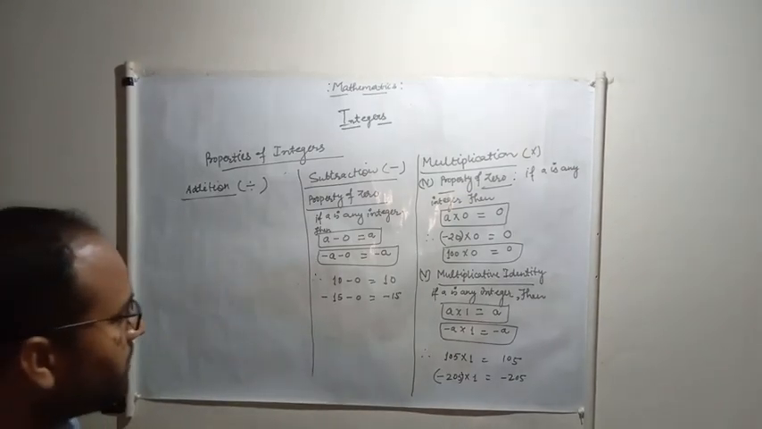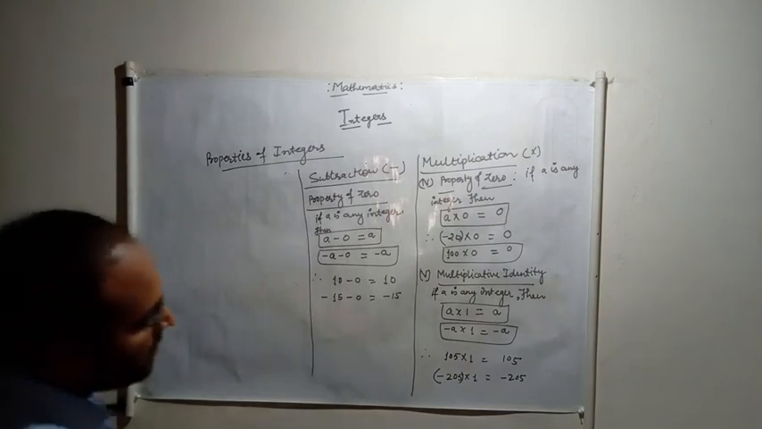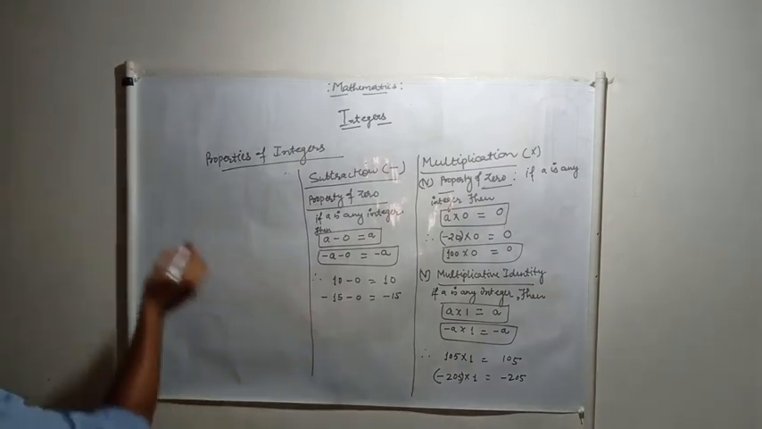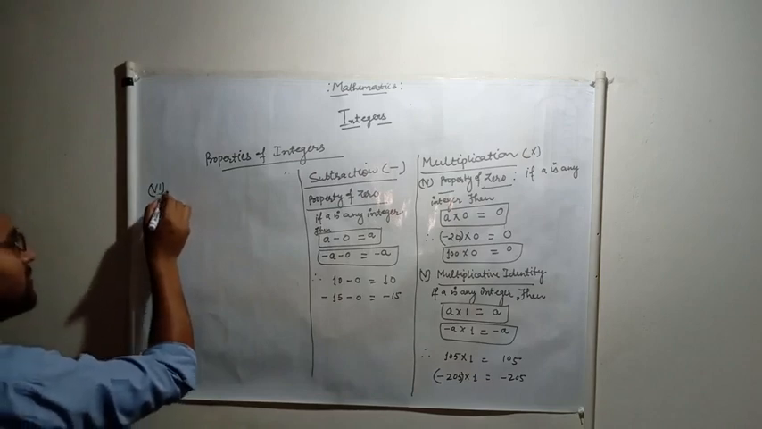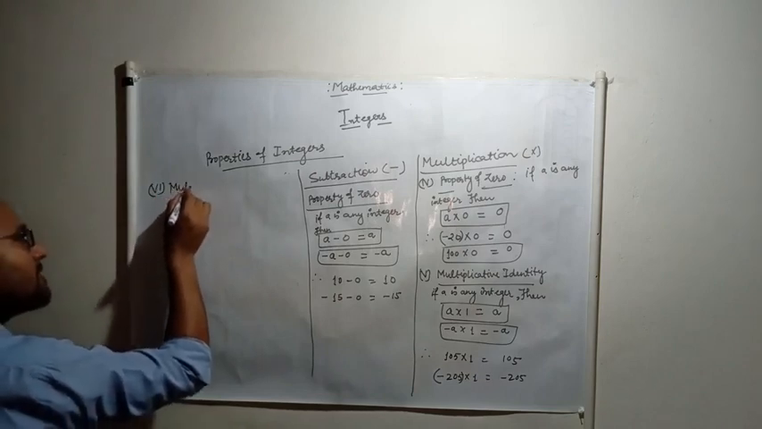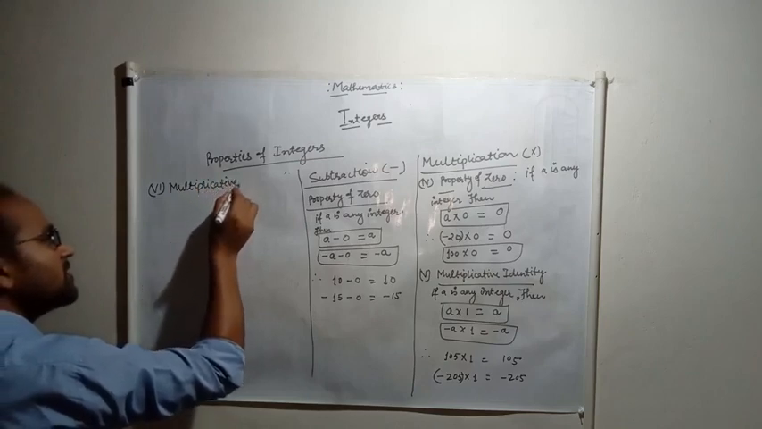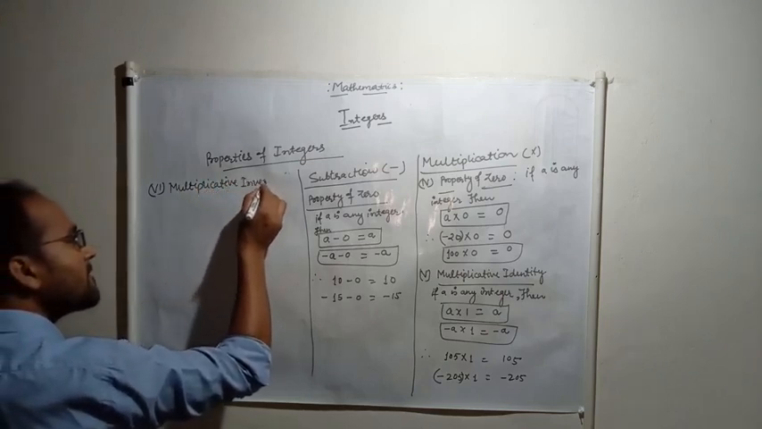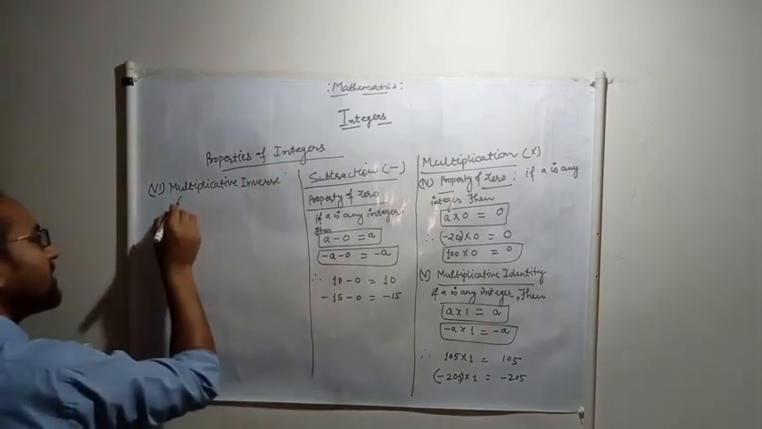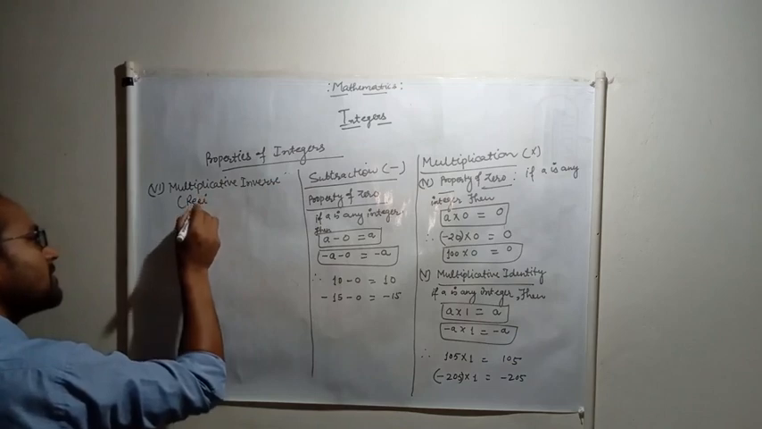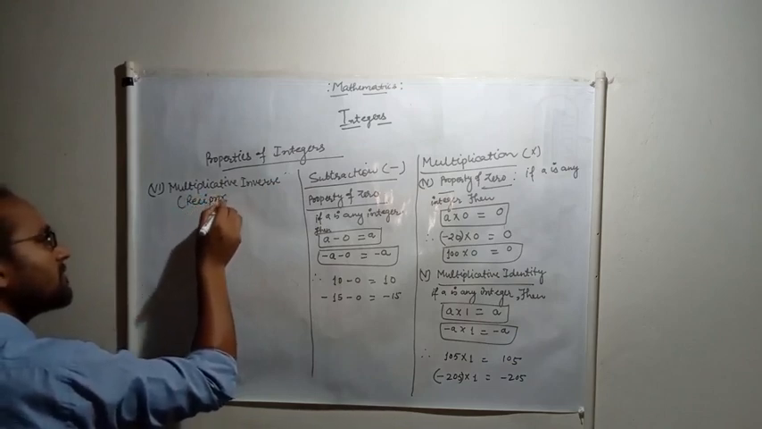And there are two more properties. The first one is the multiplicative inverse. Multiplicative inverse, or its other name is reciprocal.